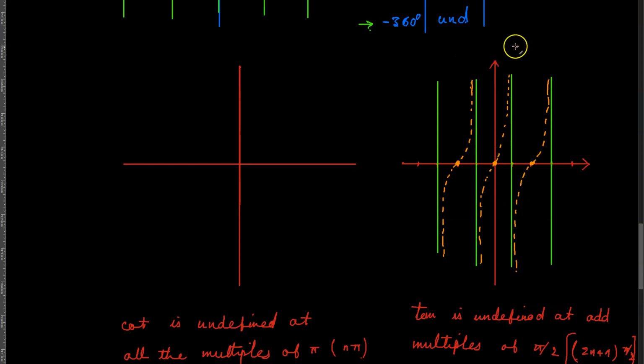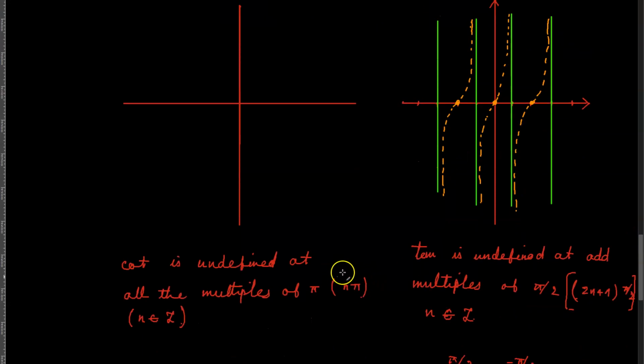This is f of x is equal to tan x. Now f of x is equal to cot x. These vertical asymptotes occur at different points throughout the domain of the function, meaning that they occur at the multiples of pi, not at the odd multiples of pi by 2.